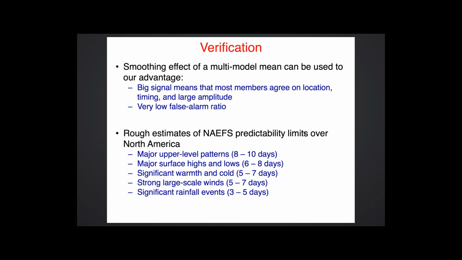So for time reasons, I can't go through the verification for all the different variables that we are verifying. So I'm just going to give you a rough estimate of the NAEFS predictability limits over North America for several important weather features. So for major upper level patterns, it's about 8 to 10 days. For major surface highs and lows, it's about 6 to 8 days. For significant warmth and cold, it's about 5 to 7. Strong large-scale winds are about 5 to 7. And significant rainfall events are about 3 to 5.